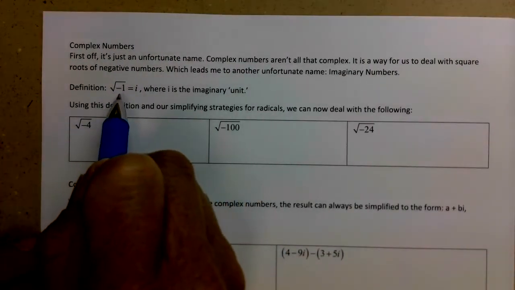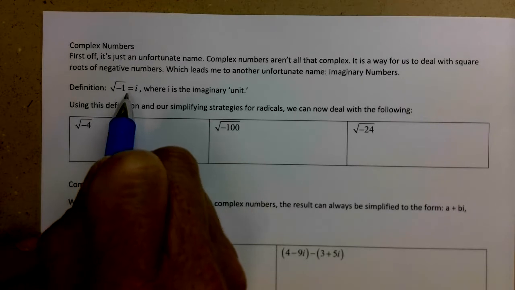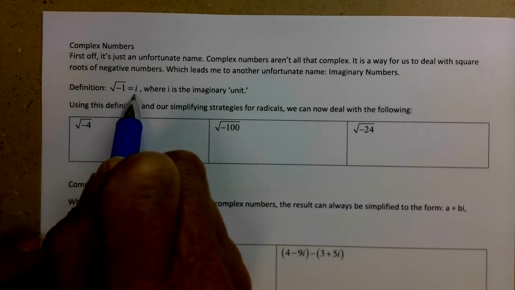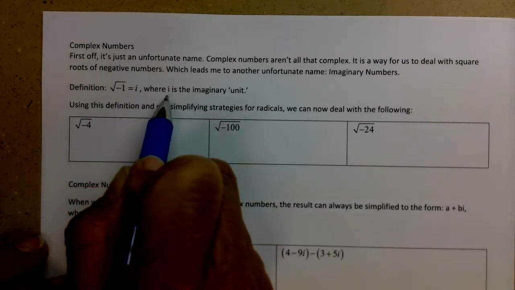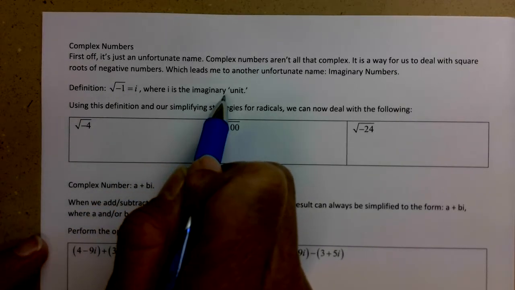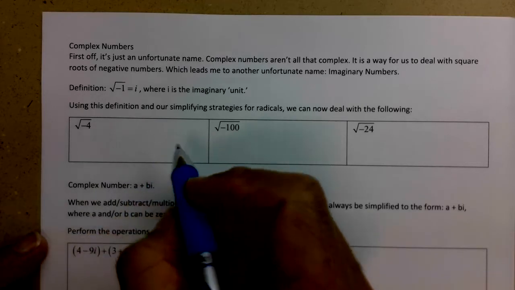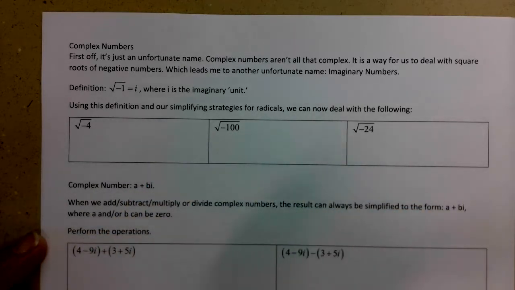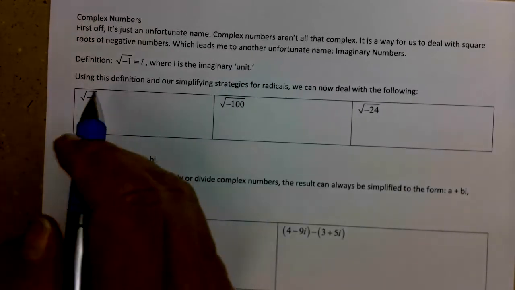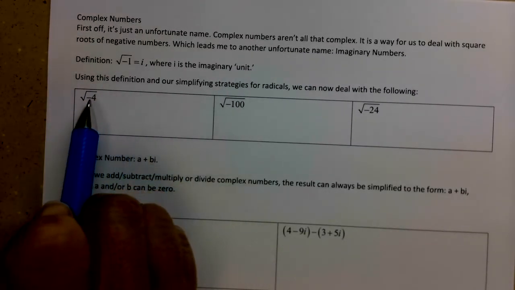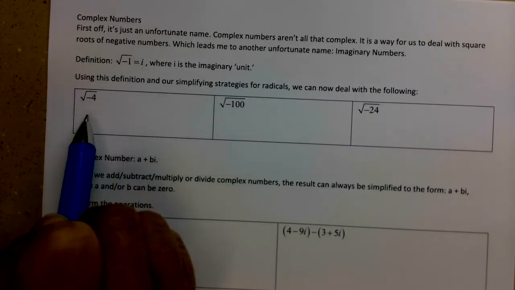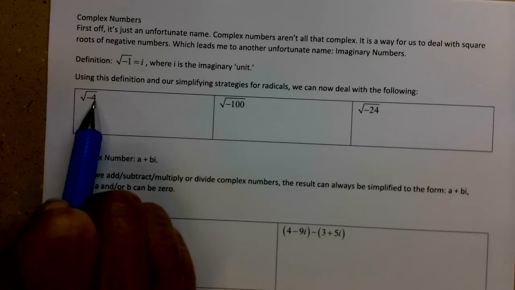So we're going to define the square root of -1 equals i, so little lowercase i, where i is the imaginary unit. So i is an imaginary, you can think of it as a number, and one i is just like the singular of that. Okay? So we're going to use this definition in our radical strategies to simplify the square root of -4, right?